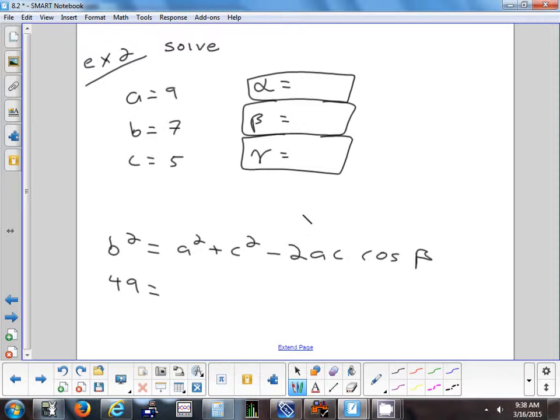What's 81 plus 25? 106. Minus 2 times A times C. So 2 times, let's do it this way, it's easier. 2 times C is 10. 10 times 9, 90. Okay, cosine beta. So if you do some of those steps in your head, you really shorten it up quite a bit, at least what you have to write down.